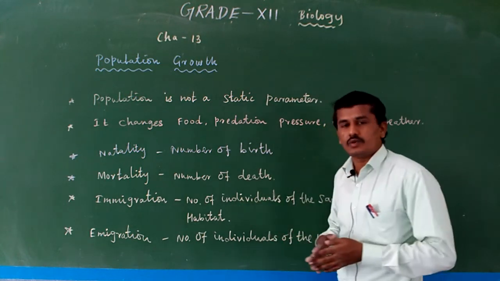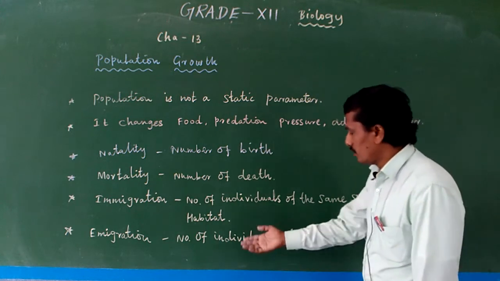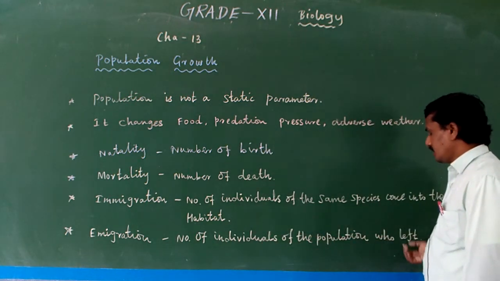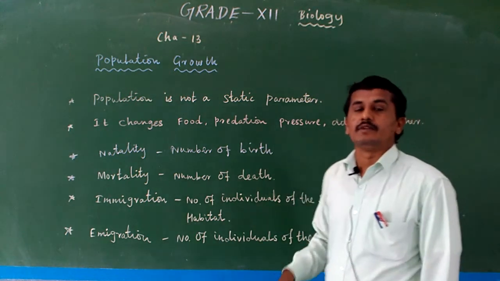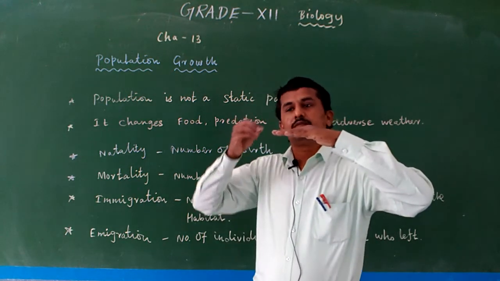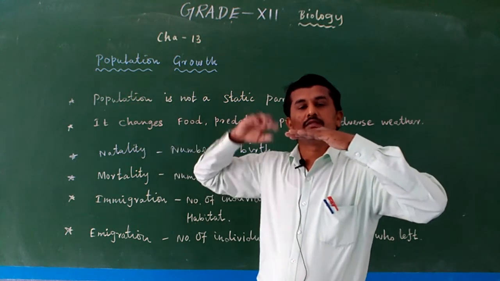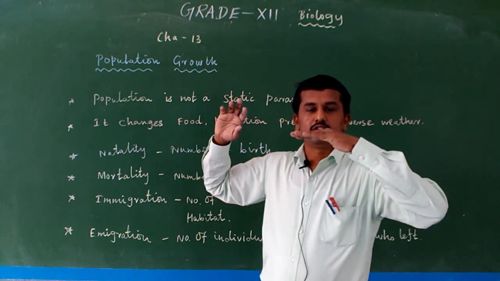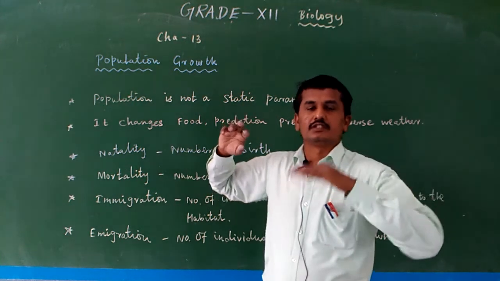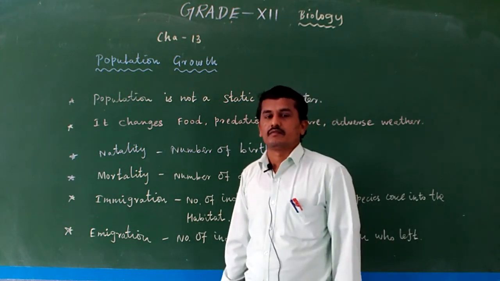The next one is emigration. Emigration decreases the population. It is the number of individuals of the population who left the particular habitat. For example, 50 or 100 human beings leave Namakkal for other countries or other states. So the population is decreased due to emigration.